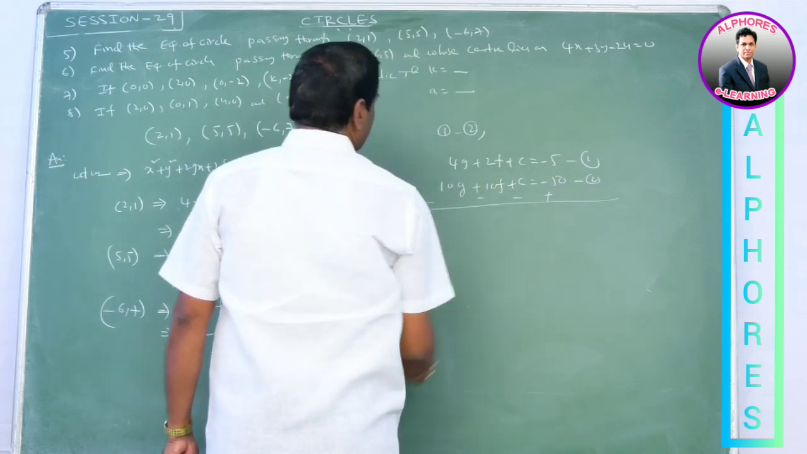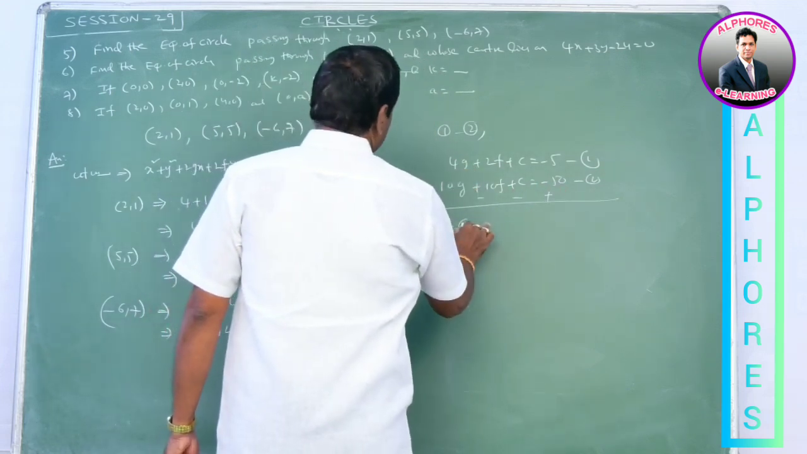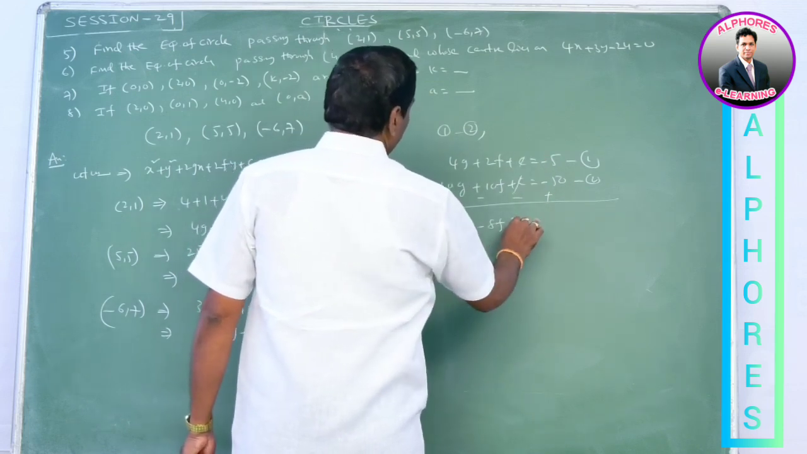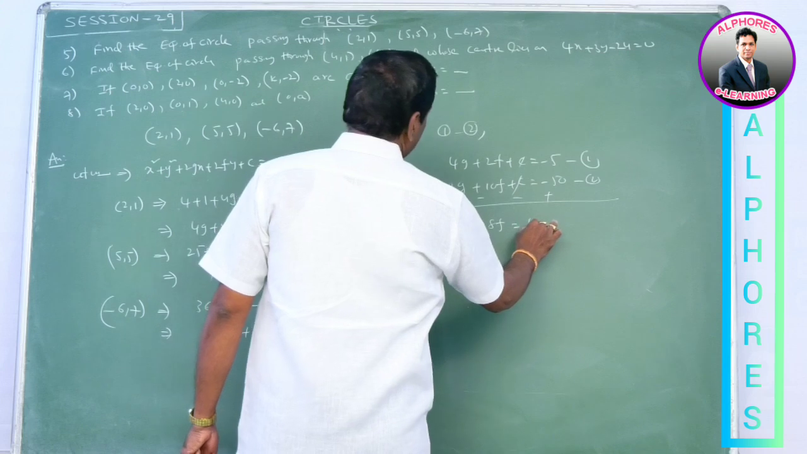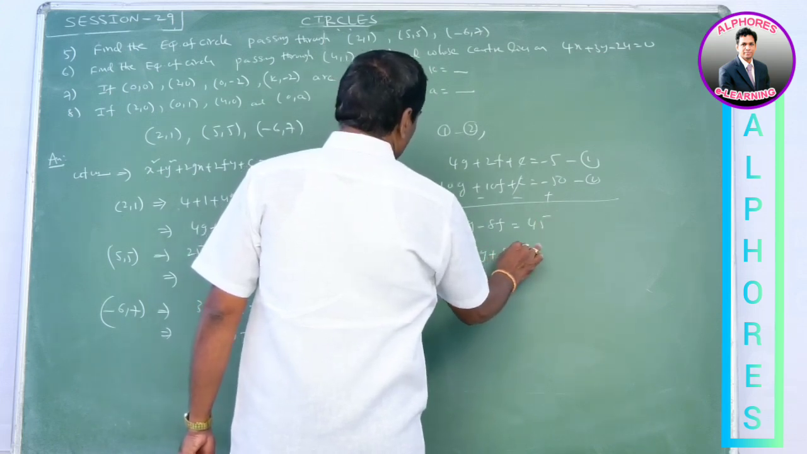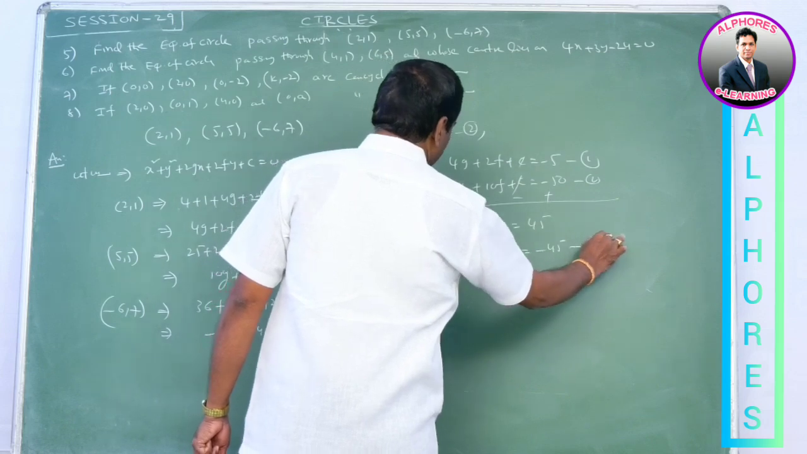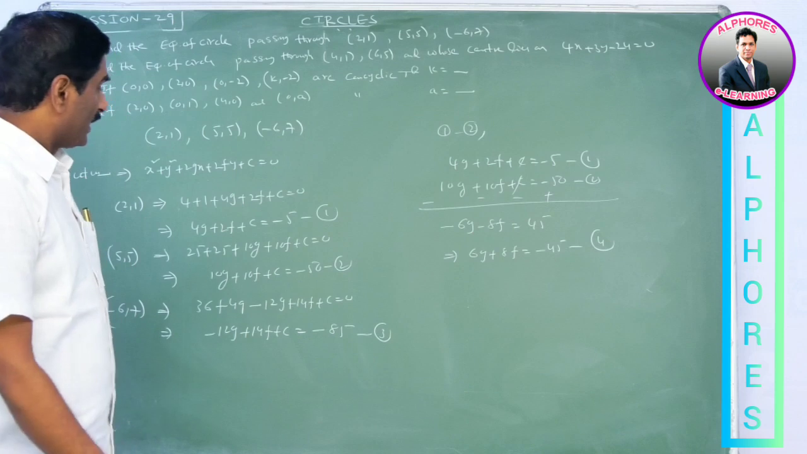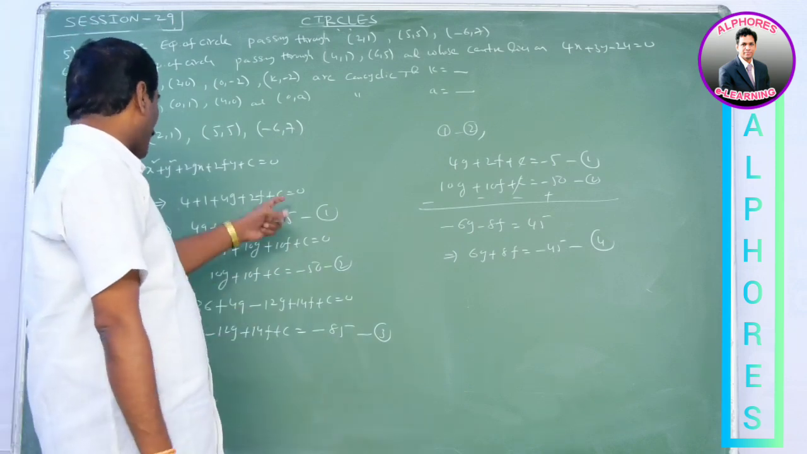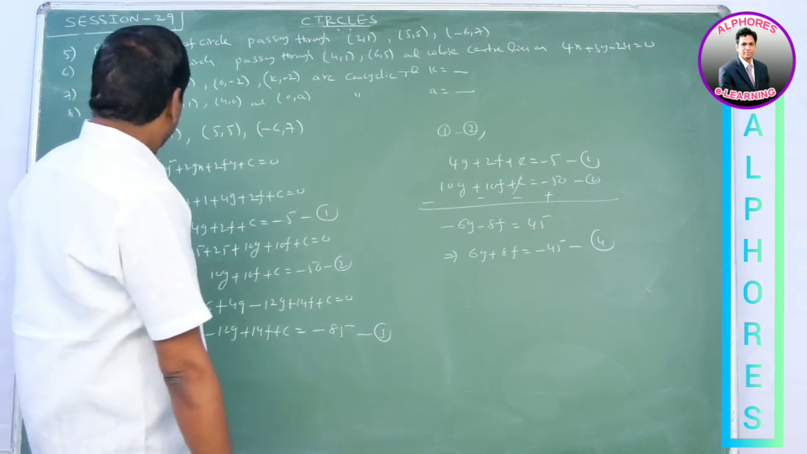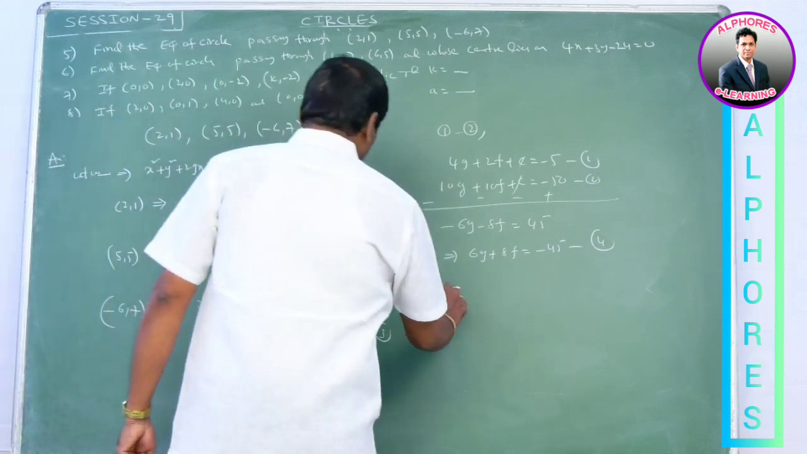Subtract these two equations. Minus 6G minus 8F, C cancels, is equal to plus 45. That means 6G plus 8F is equal to minus 45. It is equation number 4. Next, eliminate C from 2 and 3, or 1 and 3. No problem, eliminate C from 2 and 3.